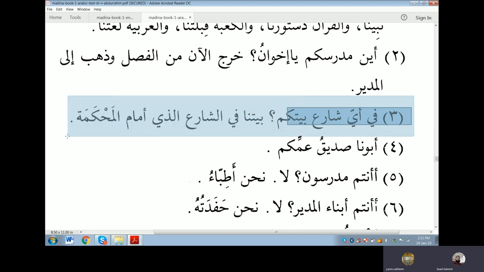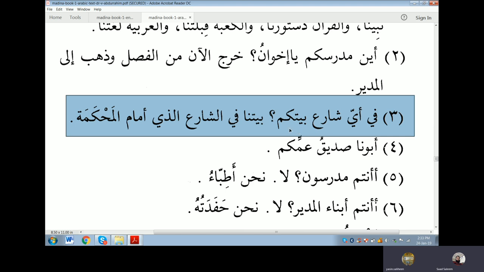Fi ayyi shari'in baitukum? In which street is your house? Baitana fi shari'in ladhi. Okay, shari'in ladhi amama al-mahkamati. Mahkamati. Okay, so it's saying, in which street is your house?